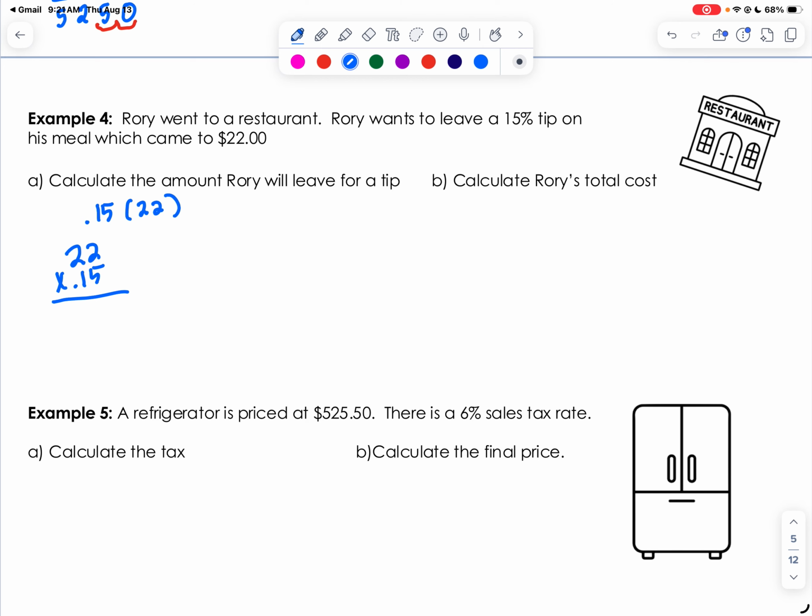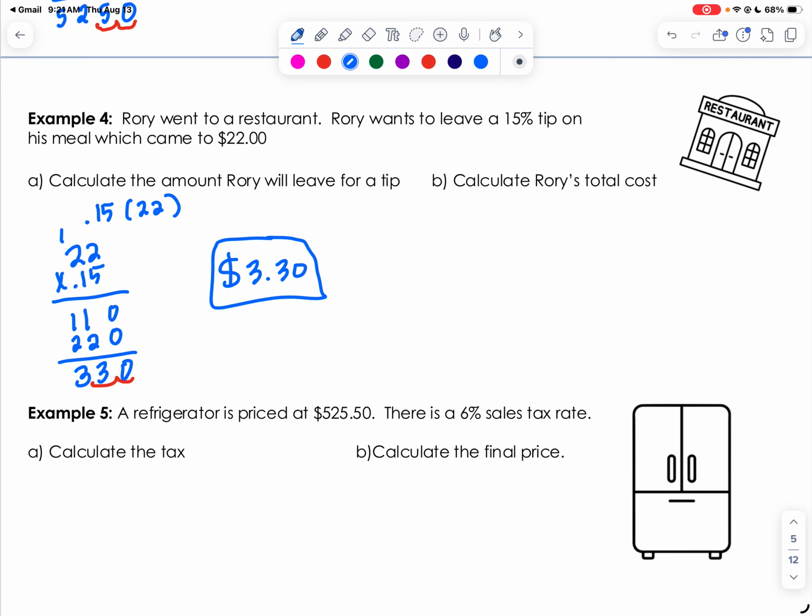All right, welcome back. Let's see how you did on calculating the amount of the tip. 5 times 2 was 10, carry the 1, 10, 11, drop a 0, 1 times 2 is 2, 1 times 2 is 2, 0, 3, 3, move my decimal in 2 places. So, did you get $3.30 for your tip amount?